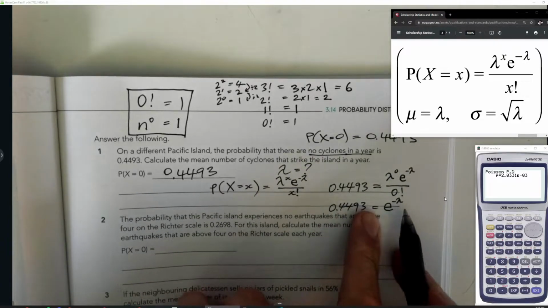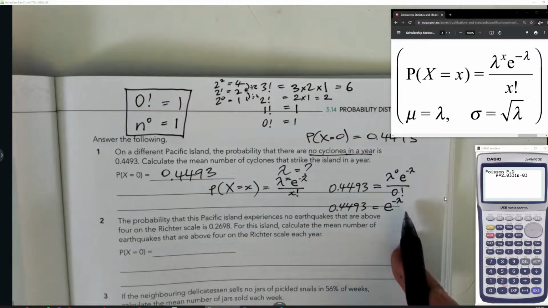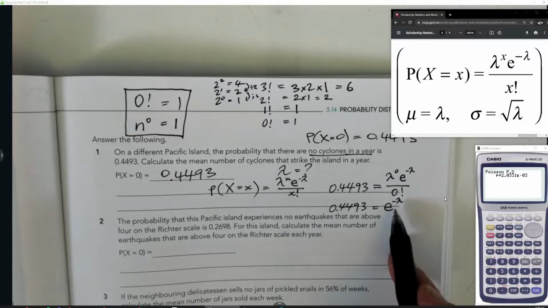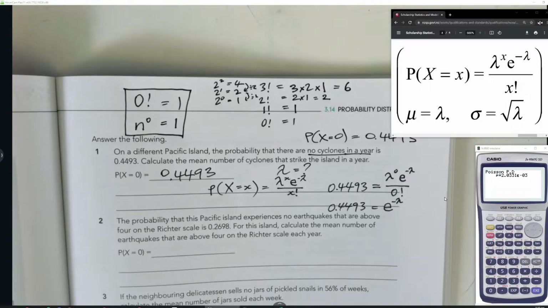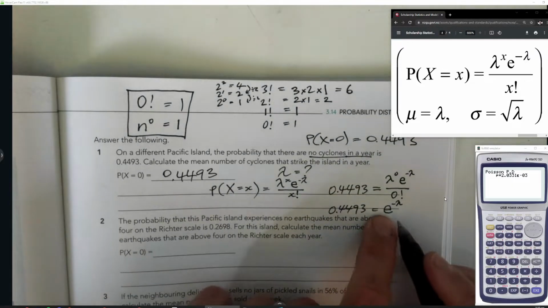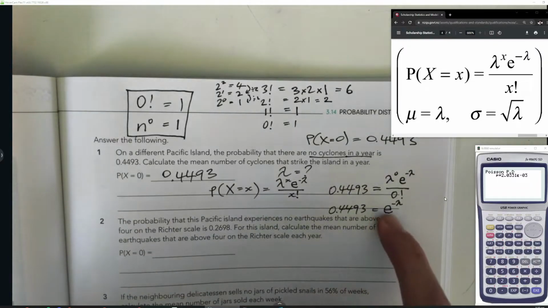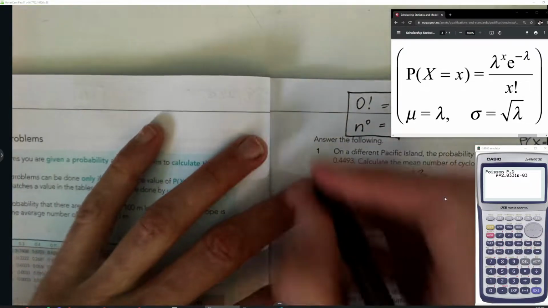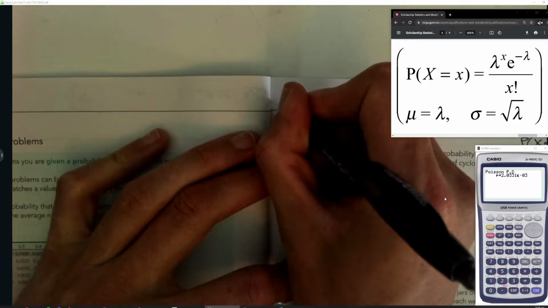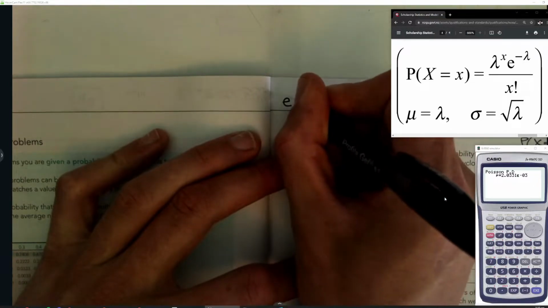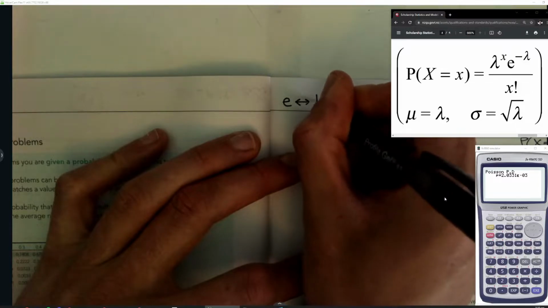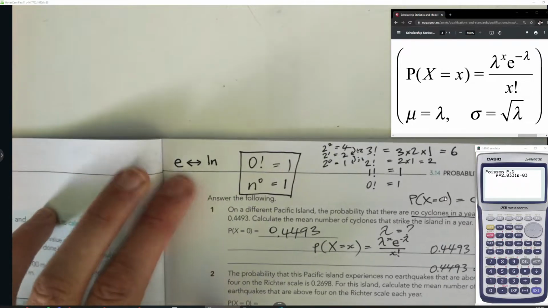0.4493 is equal to e to the negative lambda. Now, we probably have to know a tiny bit of maths. The only thing you need to know is what e is and what is e's opposite. So this is the other fact. e is opposite to this little button ln on your calculator.